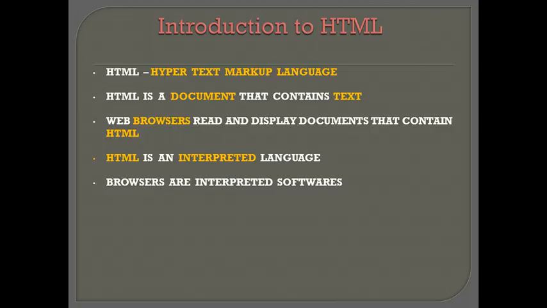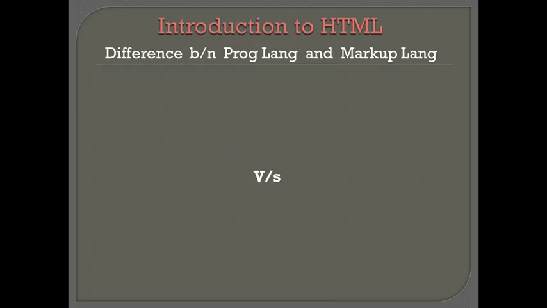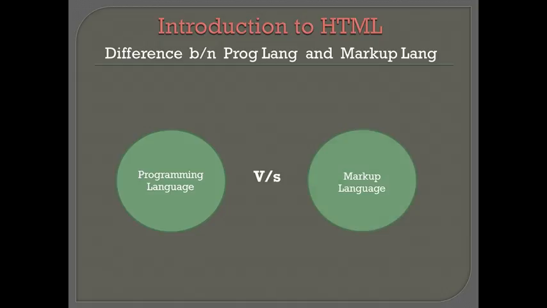So let's understand what a programming language and a markup language are. In order to understand what a markup language is, let's understand programming language. I'm going to differentiate between programming language and markup language. So generally, what is a programming language? A programming language generally has computation capability and logical thinking capability, and it does not concentrate on the look, appearance and feel of the output.